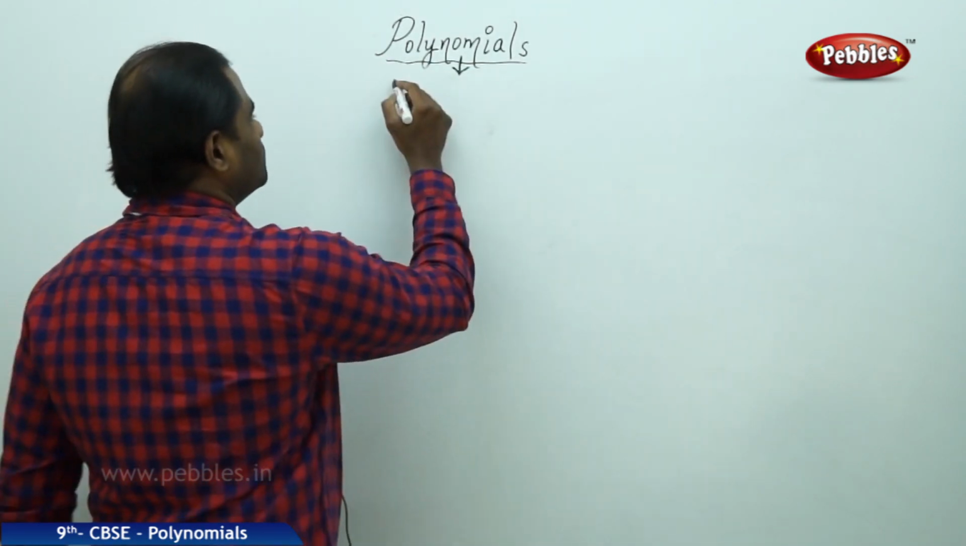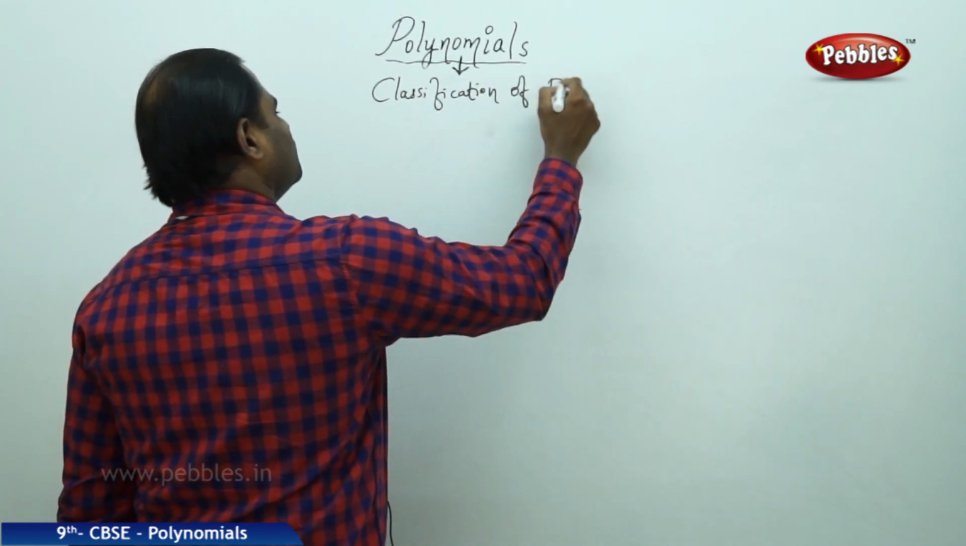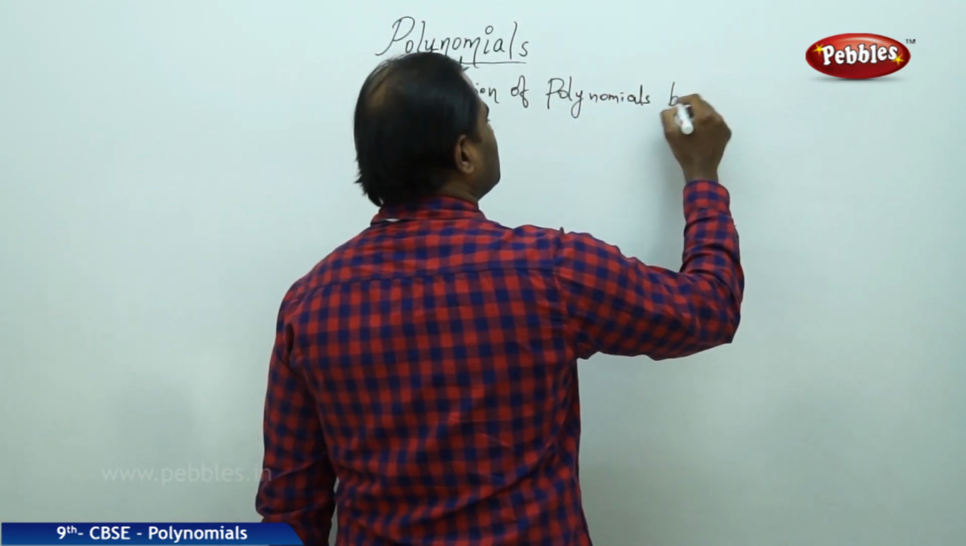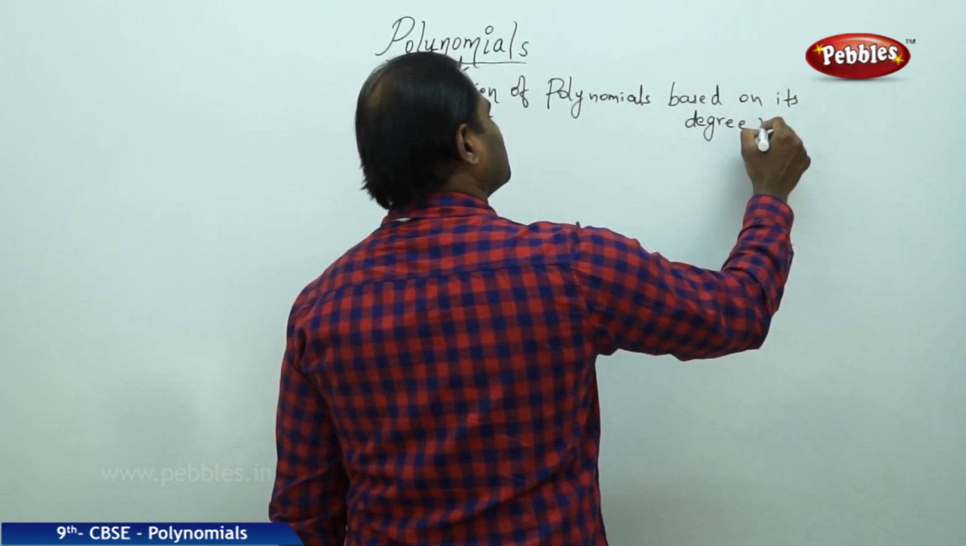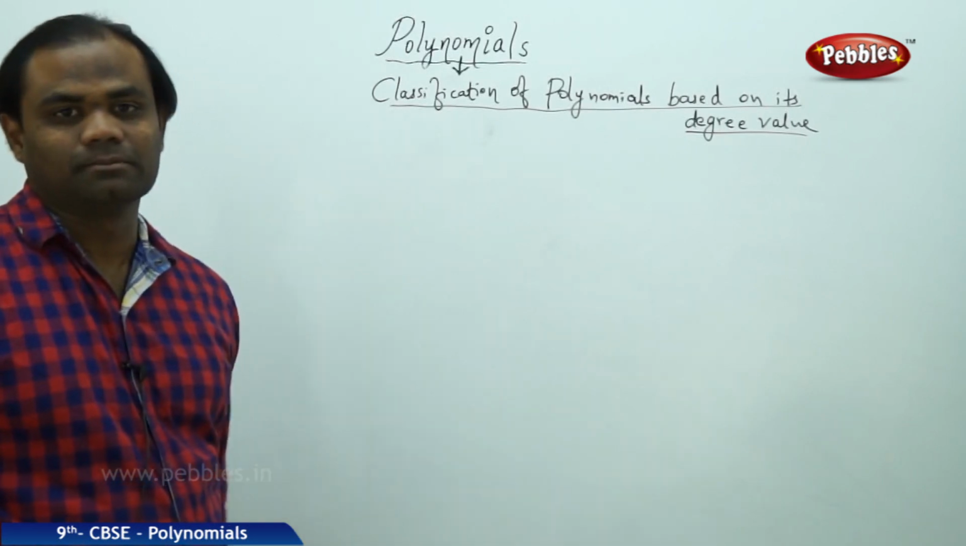Now let's see the polynomials which are classified through their degree value. Now that we have discussed the degree of a polynomial, let's take the same degree definition into classifying the polynomials based on their degree value. Classification of polynomials based on degree value is what we are going to discuss in this session.